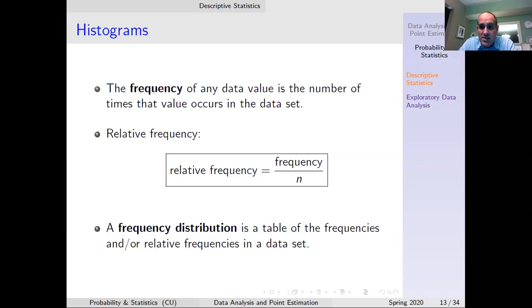The relative frequency is the percentage of time that that particular value is happening. So how would you get that? Well, you would just take the frequency and divide it by the total number of data values. So that's what that formula is. A frequency distribution is just a table of frequencies or relative frequencies. So you could just talk about the actual frequencies themselves, or you could use the relative frequencies if you want to talk about percentages for those data values as opposed to the numbers themselves.